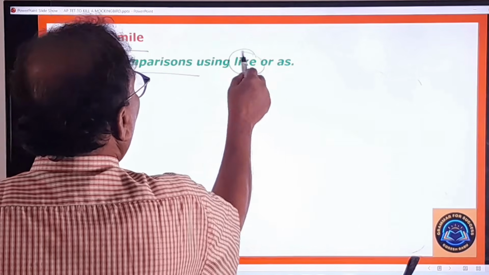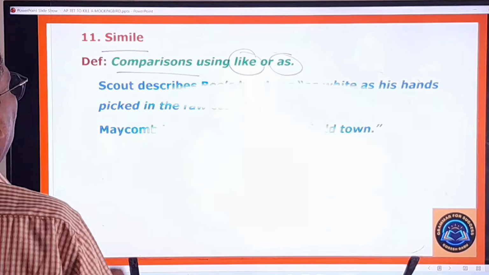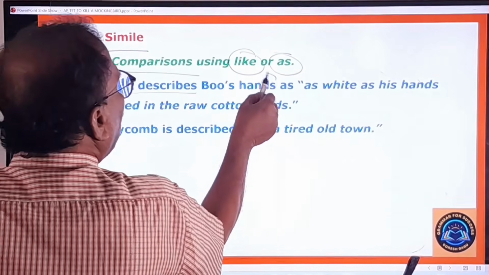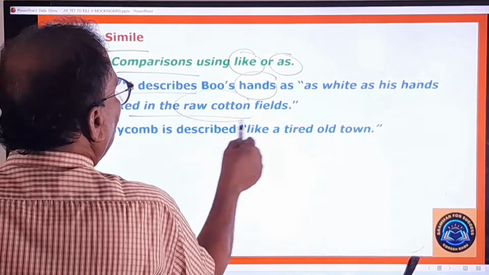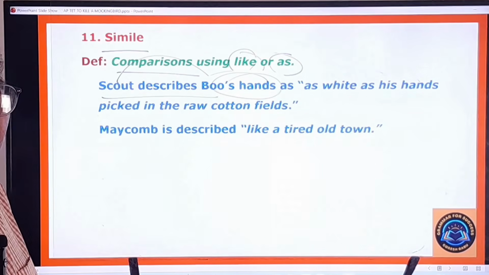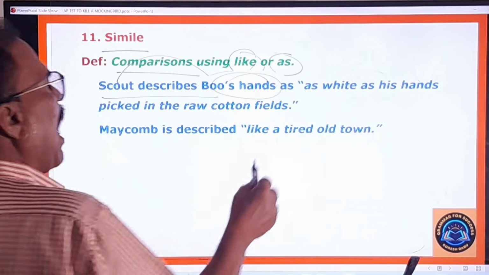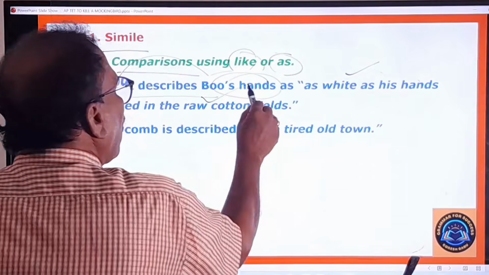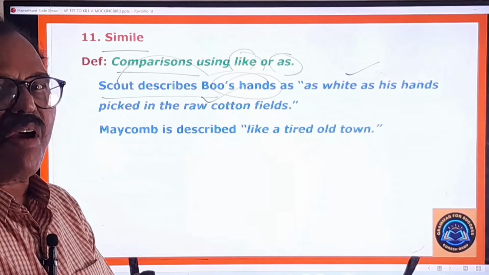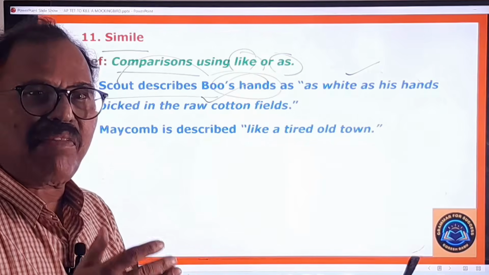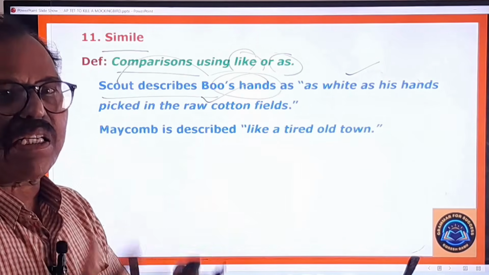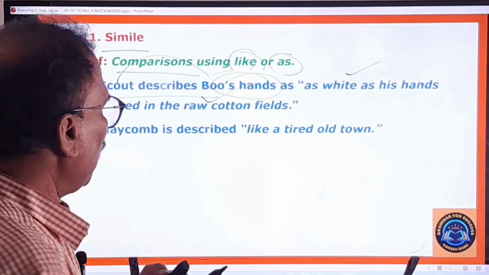Comparisons using like or as. You know that very well. Here, Scout describes Boo's hands as white as the raw cotton he picked. So, how are the hands of Boo Radley? Here, they are as white as the raw cotton. You have seen the raw cotton, it will be very white. So in the same way, his hands are also as white as the raw cotton, something he says.